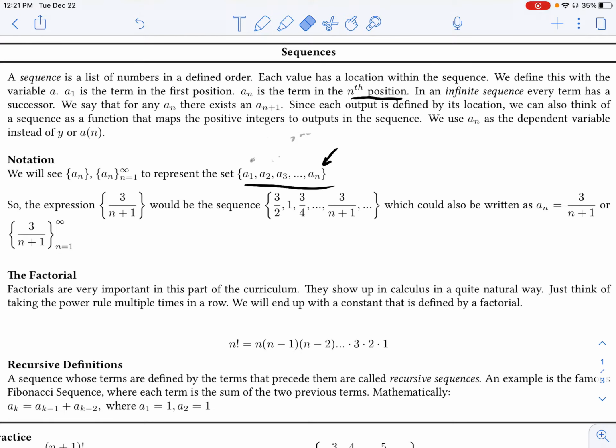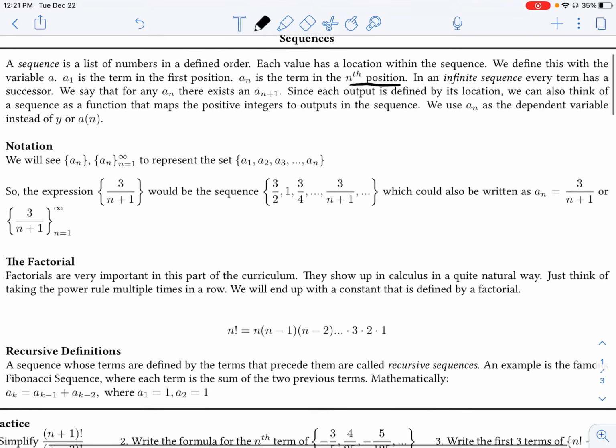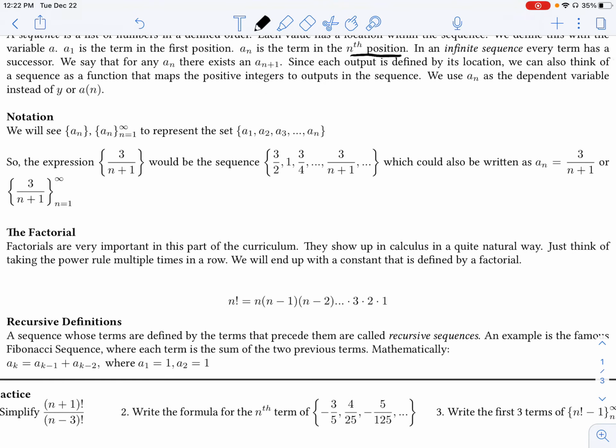So one of the key ideas in pre-calculus that we discussed, or that you should have discussed, was the idea of using or thinking of sequences as a function that maps the positive integers to some output in the sequence. So for example, you can think of f of x = 3 over x plus 1, and rewriting this in the way that we would think about a sequence, just saying, okay, when n is equal to 1, what is the value there? Well, when n is equal to 1, we get 3 halves. When n is equal to 2, we get 1. When n is equal to 3, and so on and so forth, and we're seeing the outputs of a function in a particular sequence.